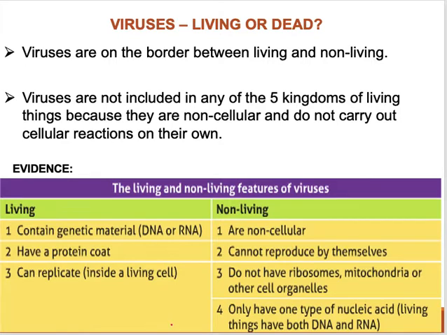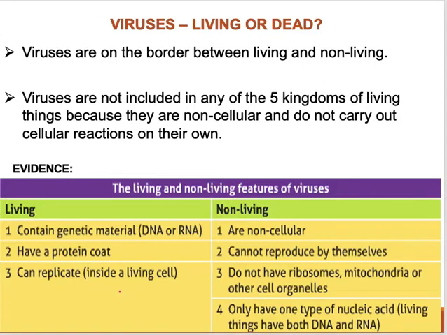Or a common question is: outline the difficulty of classifying viruses as living or dead. And what they mean by that is you state that it is difficult to classify viruses as either living or dead because they have some characteristics that are living and some characteristics of non-living things. And then you need to list a couple under each heading.